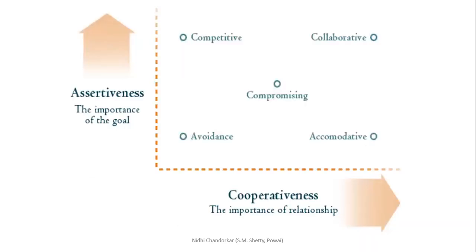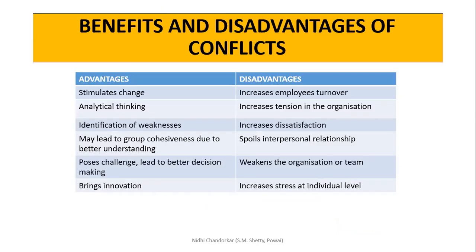As we see, the most positive way or the best way of dealing with conflict is collaborative, where the goals are achieved as well as the relationship is maintained. And the most negative way is avoidance.